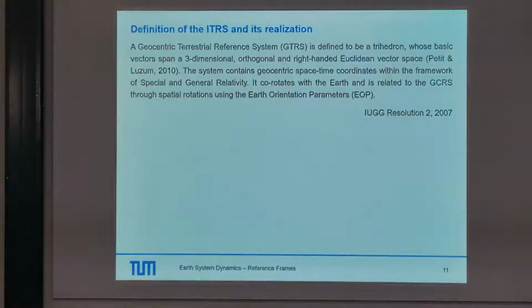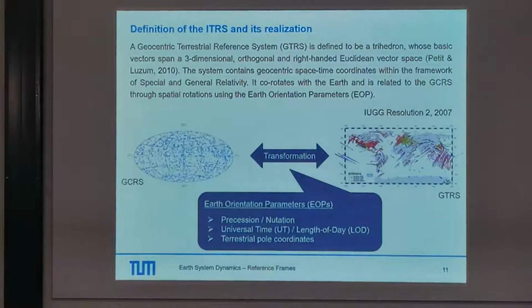So you have the GTRS, which is the geocentric terrestrial reference system. You have the GCRS, which is the inertial system, but the origin is also located at the geocenter. So you have only rotations between these two systems. And that was formulated in an IUGG resolution. IUGG, the International Union of Geodesy and Geophysics, so the umbrella or roof entity on top of the IAG and GGOS, in 2007.